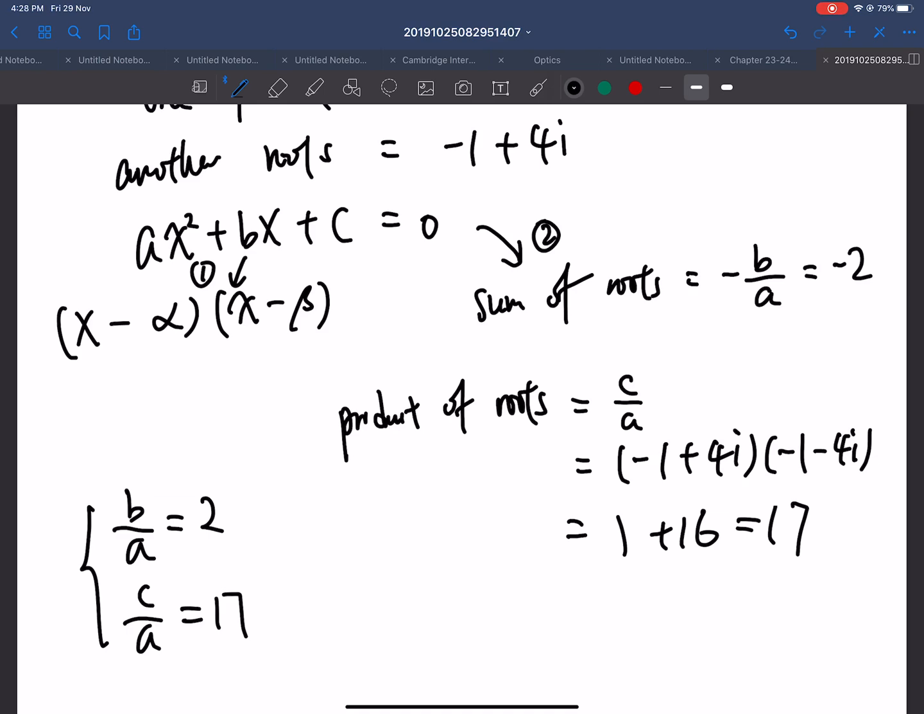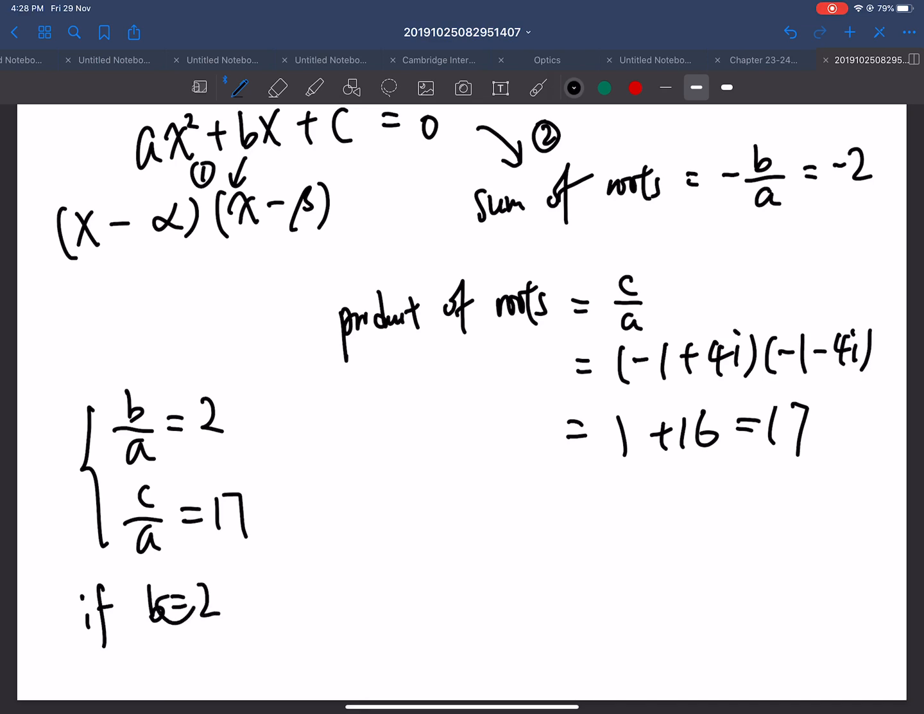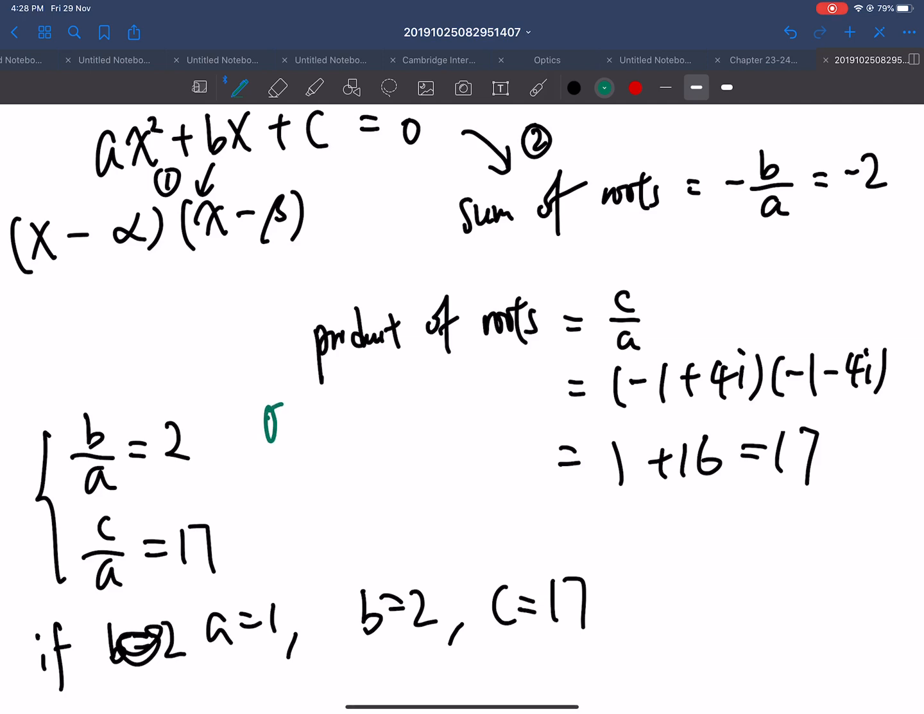So in the question, it gives you that if A equals 1, then B will be 2, and C will be 17. You need one more piece of information to find the value. Or else, in most cases, we find the ABC in the simplest form. That means they don't have a common factor. So normally we will let A equal 1 if B over A and C over A are integers.